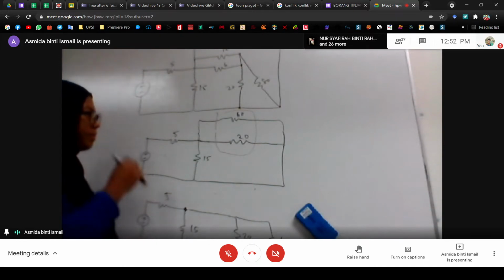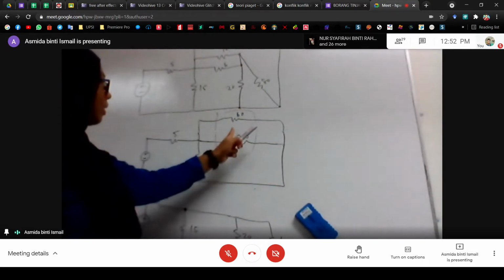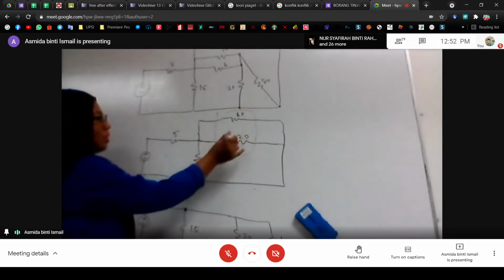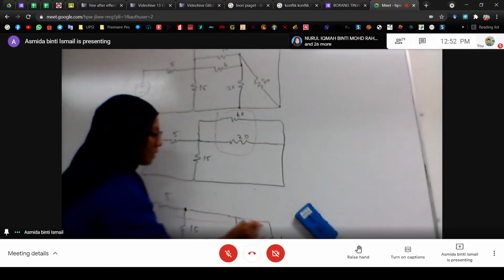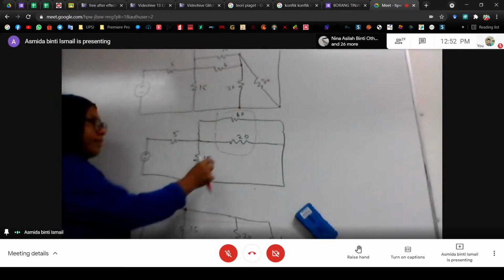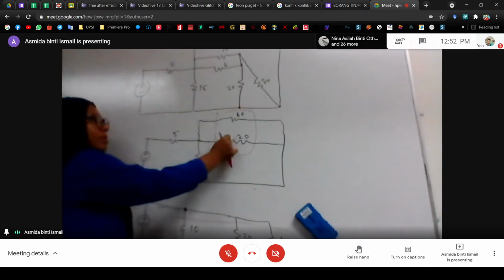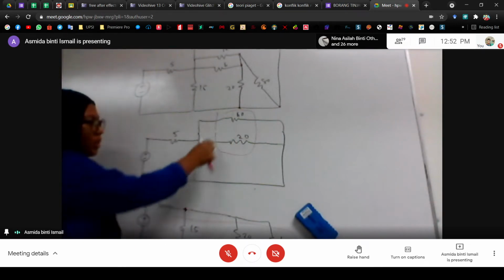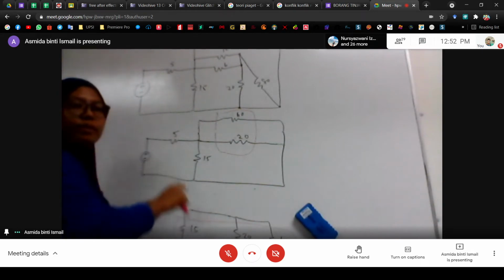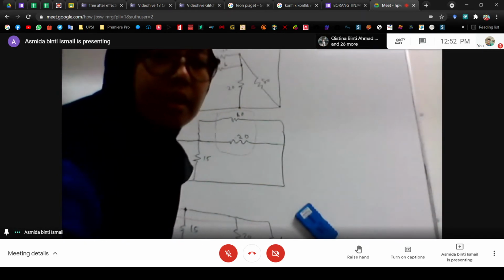Okay, same. So this one, you combine this one is a parallel. Actually, this 1, 2, 3 is parallel. This 3 is a parallel. Right? For this, you just combine this one two first, and then we combine with the 15, and then we combine with the 1. Okay?